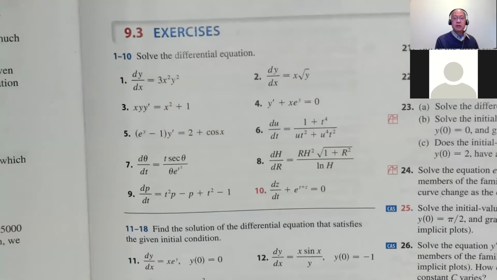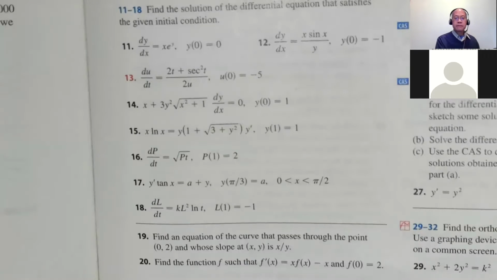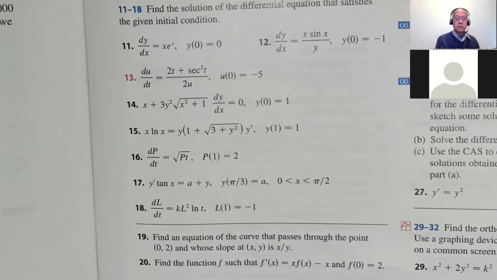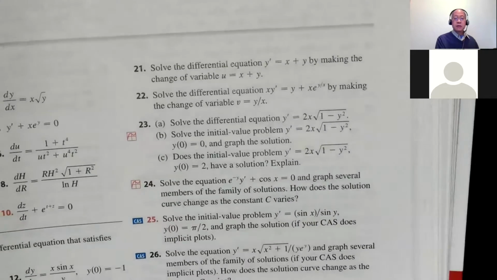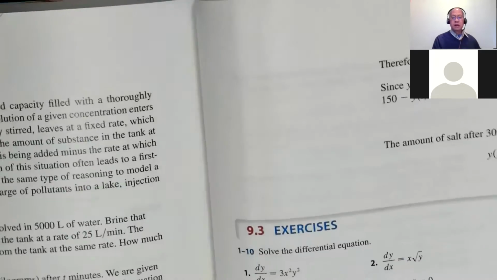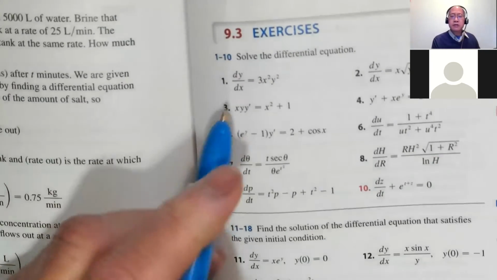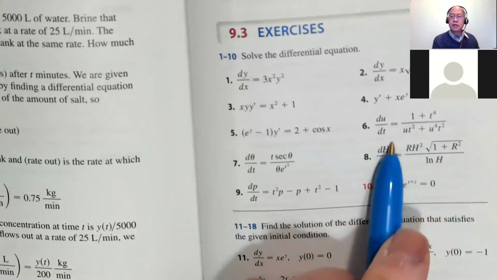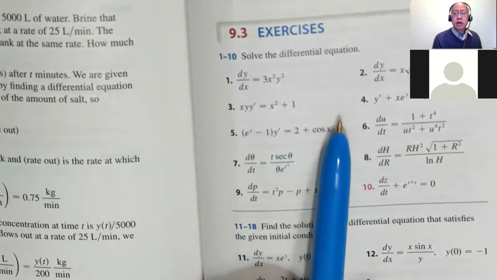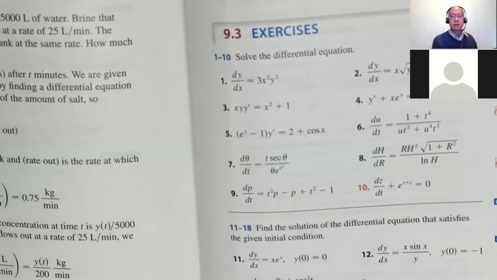As soon as I can focus this. So here are the problems, and some more, and some more. Okay, so solve the differential equation. If you already have the Leibniz notation, dy/dx or du/dt or whatever, that's fine. If you don't have it that way, like y prime, just change it to dy/dx. And I'll show you how that works now.